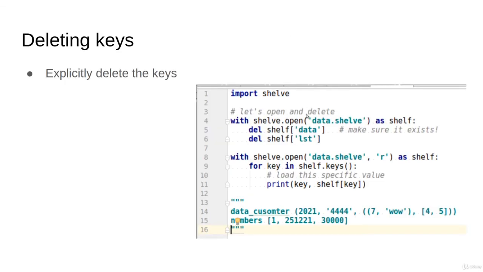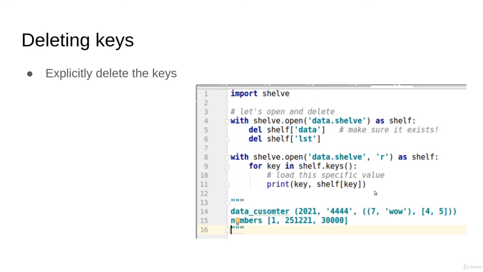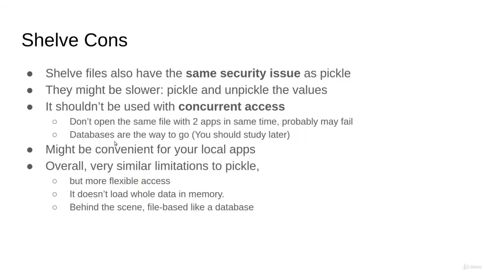If you would like to delete an old key, you can do it very similarly to a dictionary. You can use del on this key, del on that key. Now if you try to print the items, they will be printed in a normal way. That's all about Shelve.